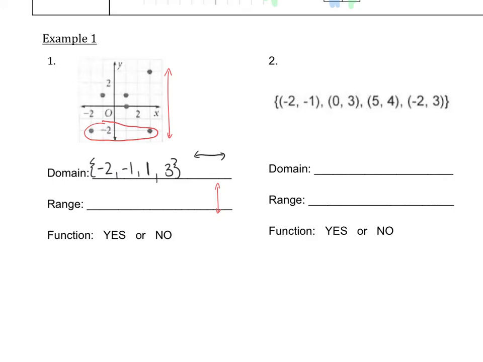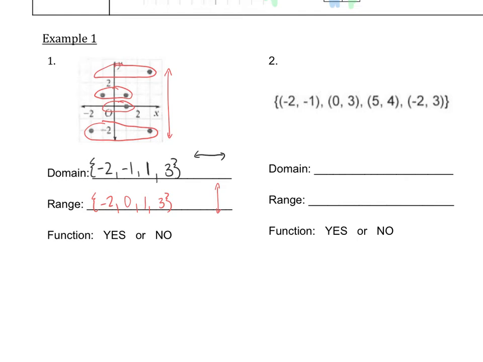So for the range, I could say one of the values is -2, because both of those are at -2. This guy is going to be at 0. These two are both at 1. And then this last one here is at 3. So for my range, again, I'm looking up and down. So I find -2, 0, 1, and 3 for my range.